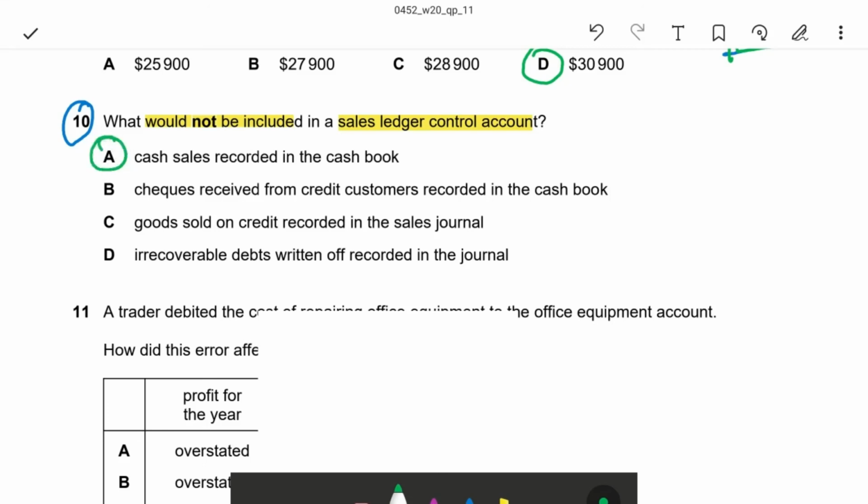Which are the other options given? Cheques received from credit customers will be entered in the sales ledger control account, so this answer is wrong. Goods sold on credit in the sales ledger, credit sales will also be entered. Bad debts are also entered. So these three are wrong. The correct option is option A.